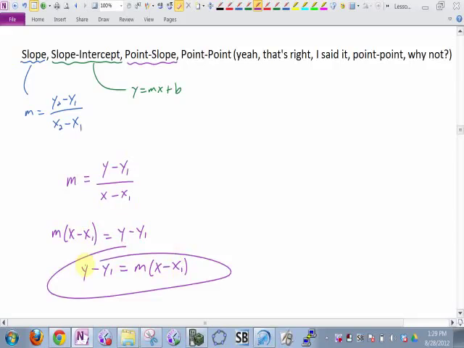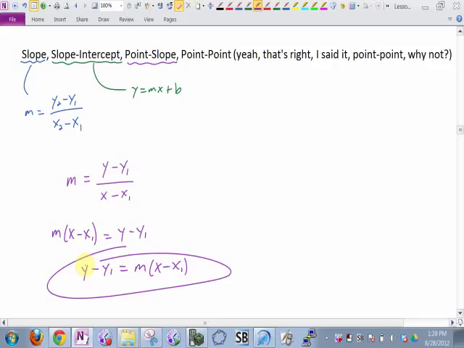Now, how many have learned point-slope? Yeah, not many. You don't need it. When I taught, even when I taught honors algebra 2, I did not teach it. I just taught mx plus b, because you never need point-slope. Now, if you find yourself writing a ton of equations of lines, it is efficient.